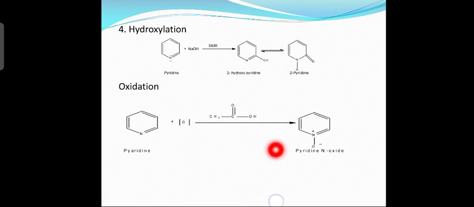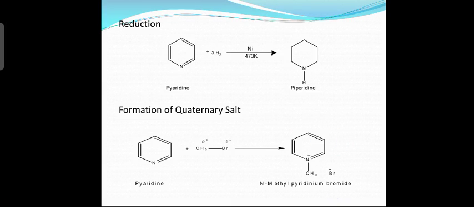We get pyridine N-oxide. Pyridine N-oxide is obtained. So nitrogen is positively charged, and oxygen is slightly negatively charged. Next is reduction.